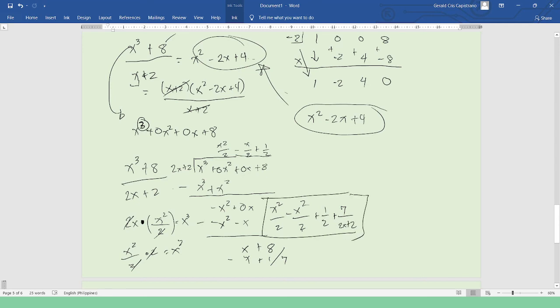Check natin. So, check natin ngayon kung magagamit pa ba natin yung synthetic division para dito. Okay. So, pwede natin gawin.